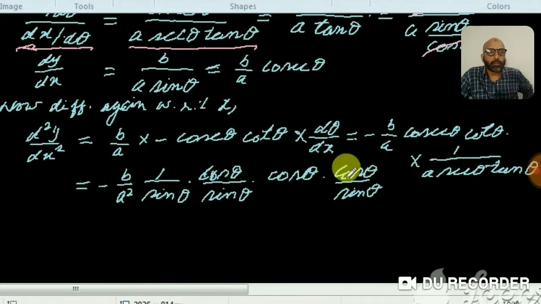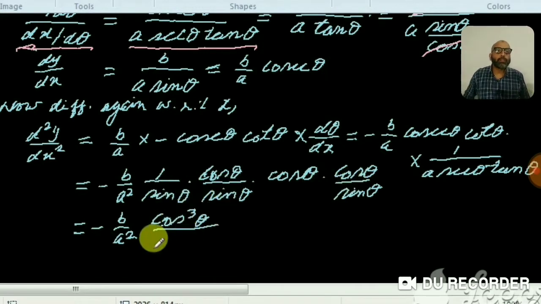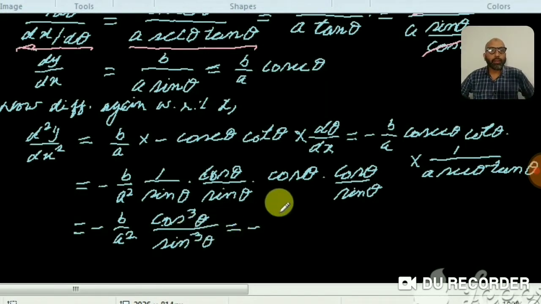So multiplying all these terms, we get minus b upon a square. In the numerator we have cos into cos into cos, cos cube theta. In denominator we have sine into sine into sine, which may be written as sine cube theta. So ultimately we have minus b upon a square, cos cube theta upon sine cube theta may be written as cot cube theta, or 1 upon tan cube theta.